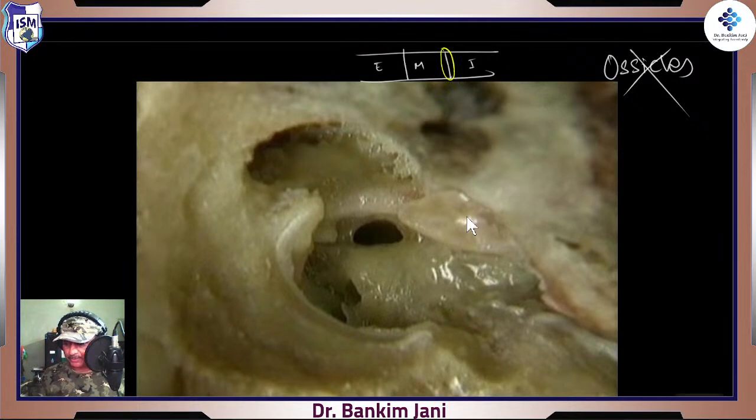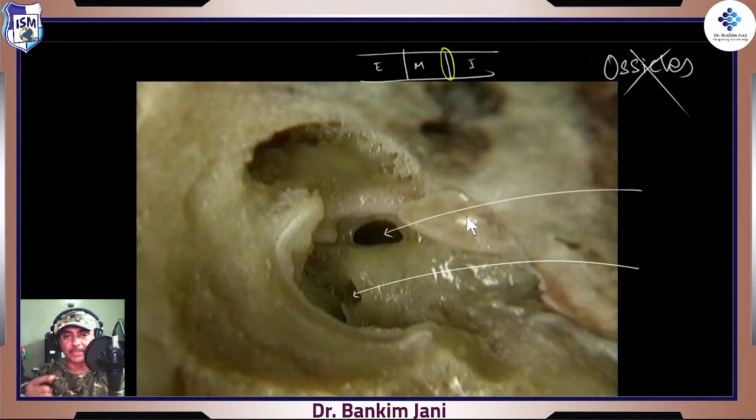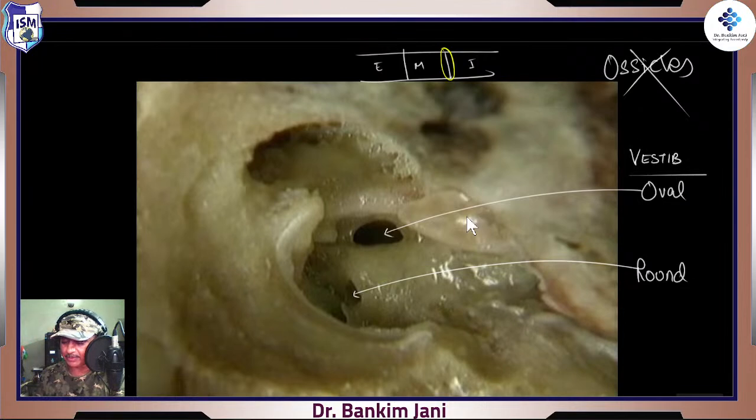There are two windows. As per the shape, they are given names. One is oval, one is circular or round. So this is oval, this is round. That's the shape, but their functions are different. This is also called the vestibular window. These are windows or openings, because any opening into the wall is a window. So vestibular, and the lower one is cochlear.